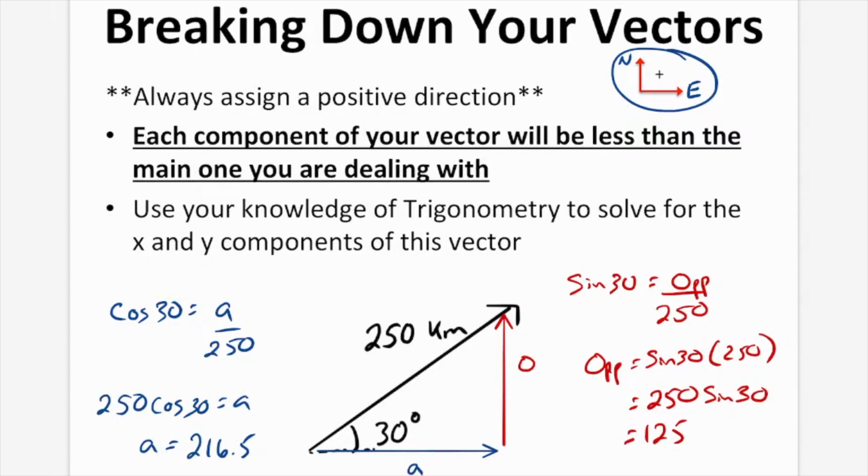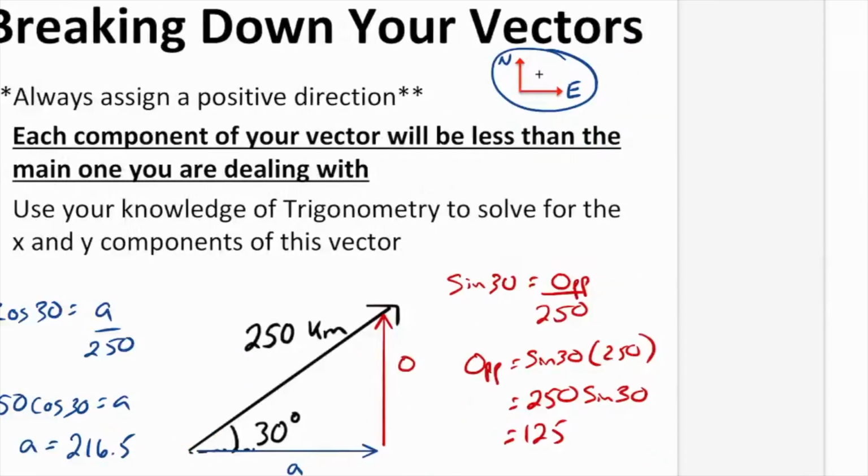And you can see what I was saying earlier. This 250 isn't broken into even like 125, 125, or 250. This is 216 and 125, but you can see that they're both less than 250, and that's going to be the key. If you get a component of our vector that's greater than the actual vector itself, you know you made a mistake somewhere.